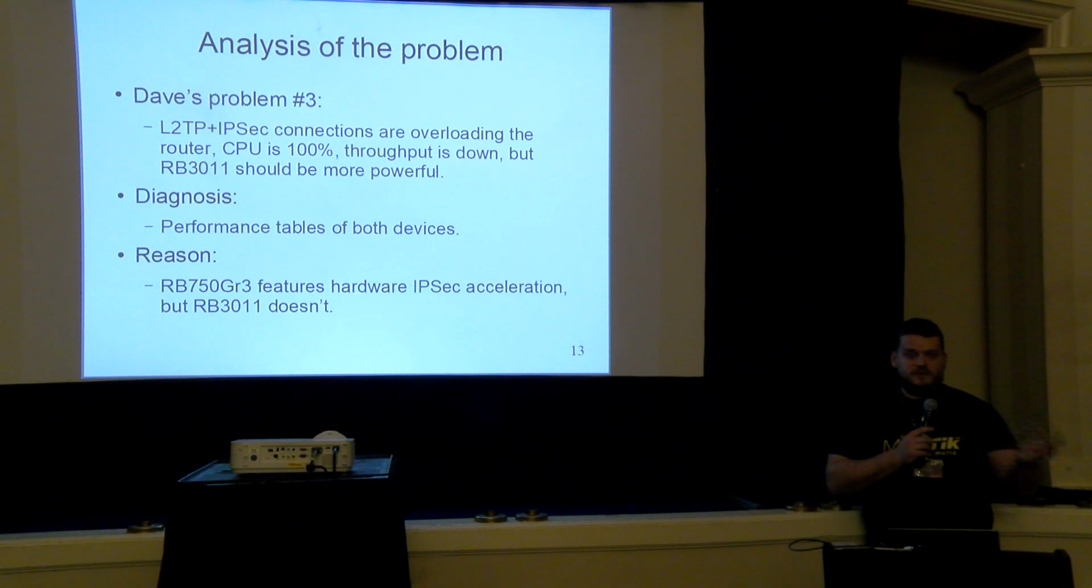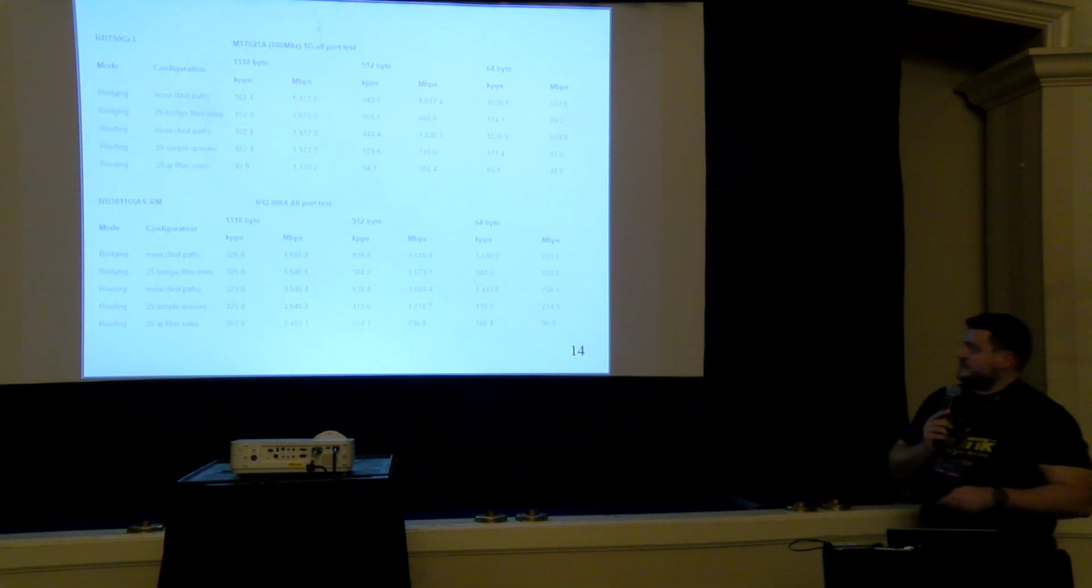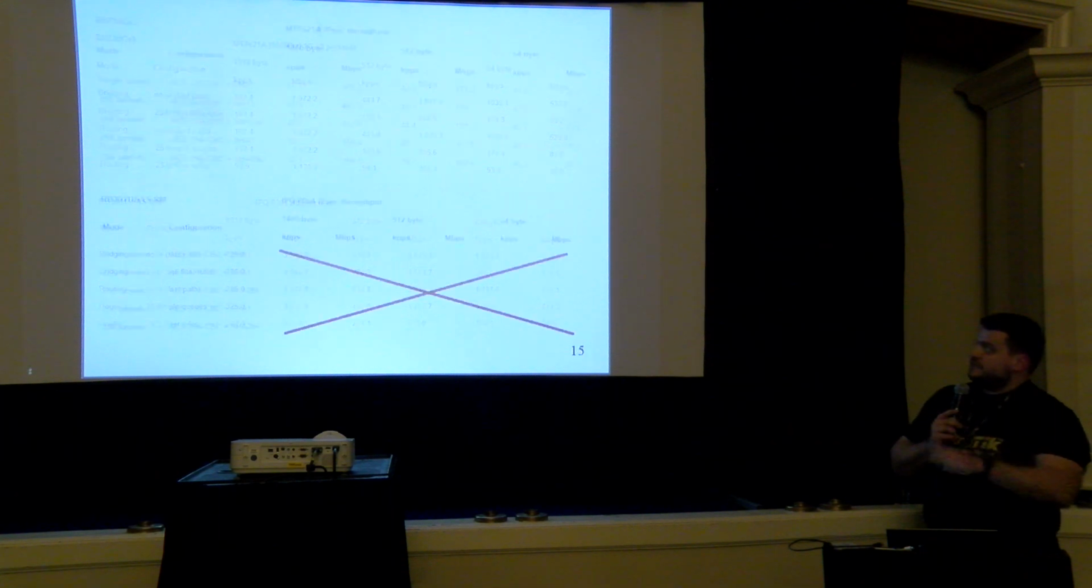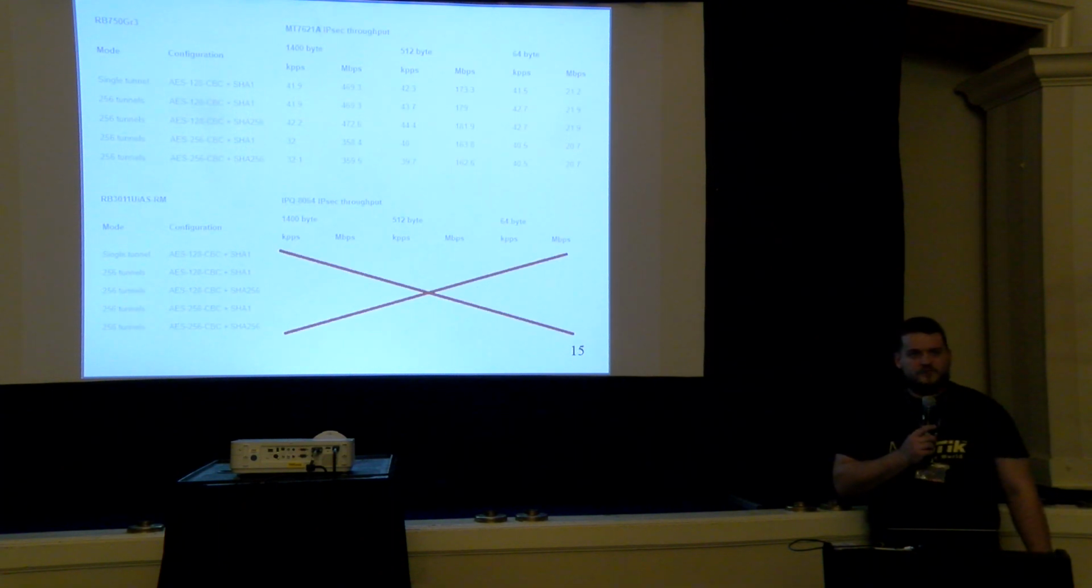And if you go to the same product page, you will find there is a performance tab where you can find performance tables like these. So this is a simple performance table. So for example, 750 can do 1 million small packets per second. 3011 can do 1.5 million packets per second. You can look at all these metrics if you want. But if you take a look at IPsec performance, you will see the obvious thing that 3011 doesn't have this table there, because those numbers are very small and there's no point in showing you them.